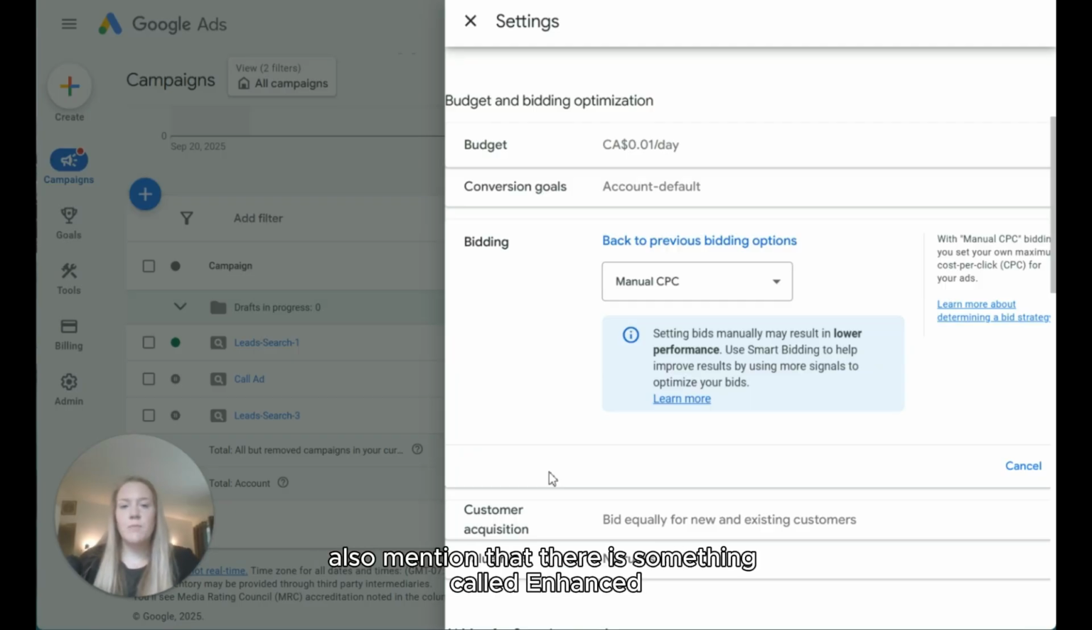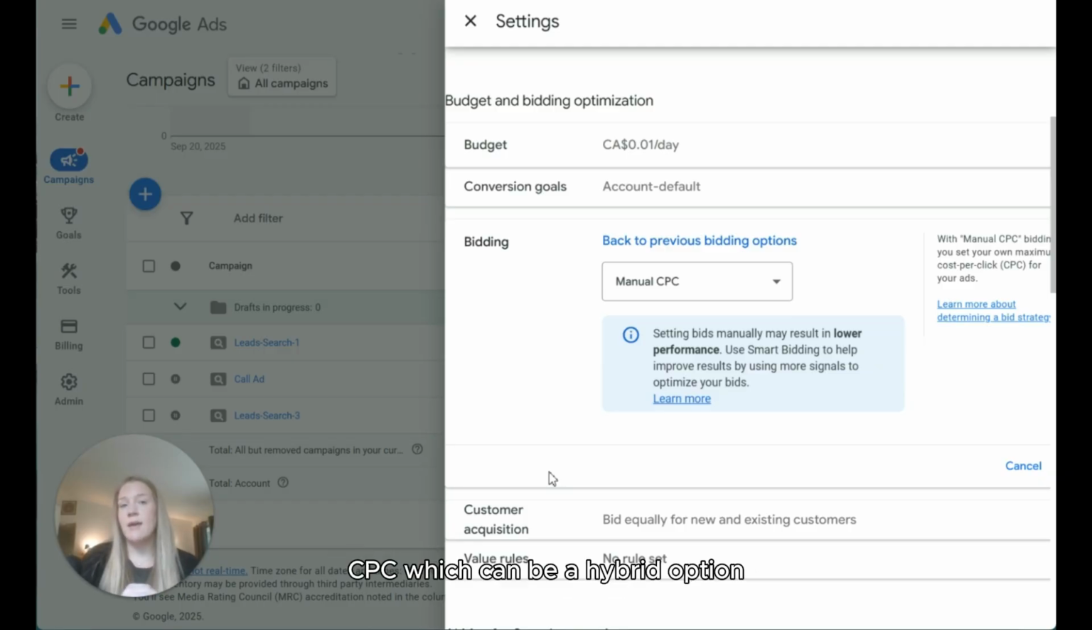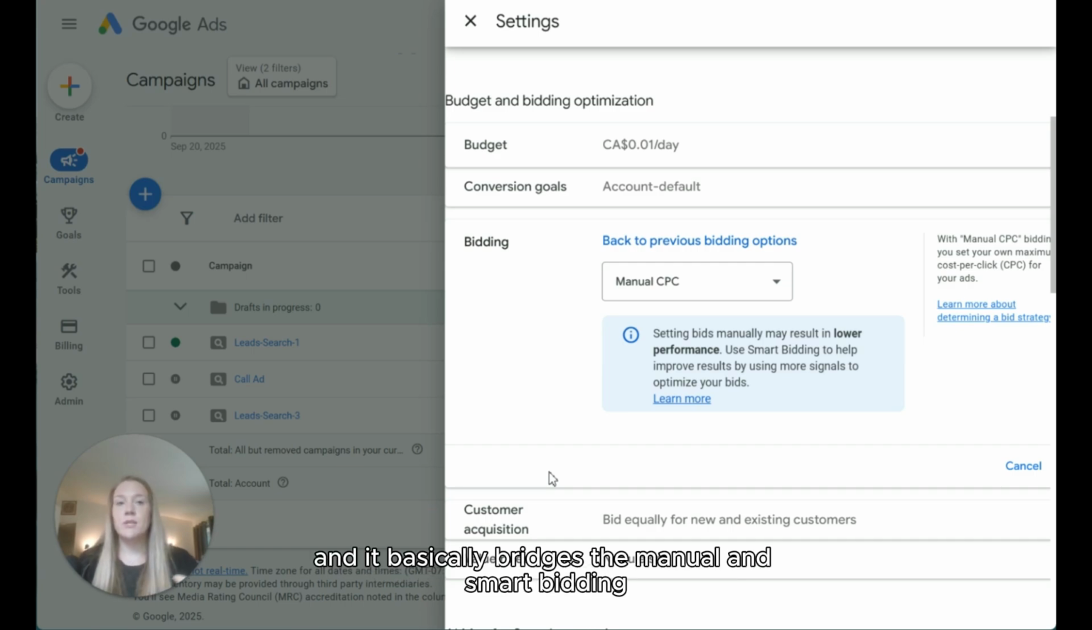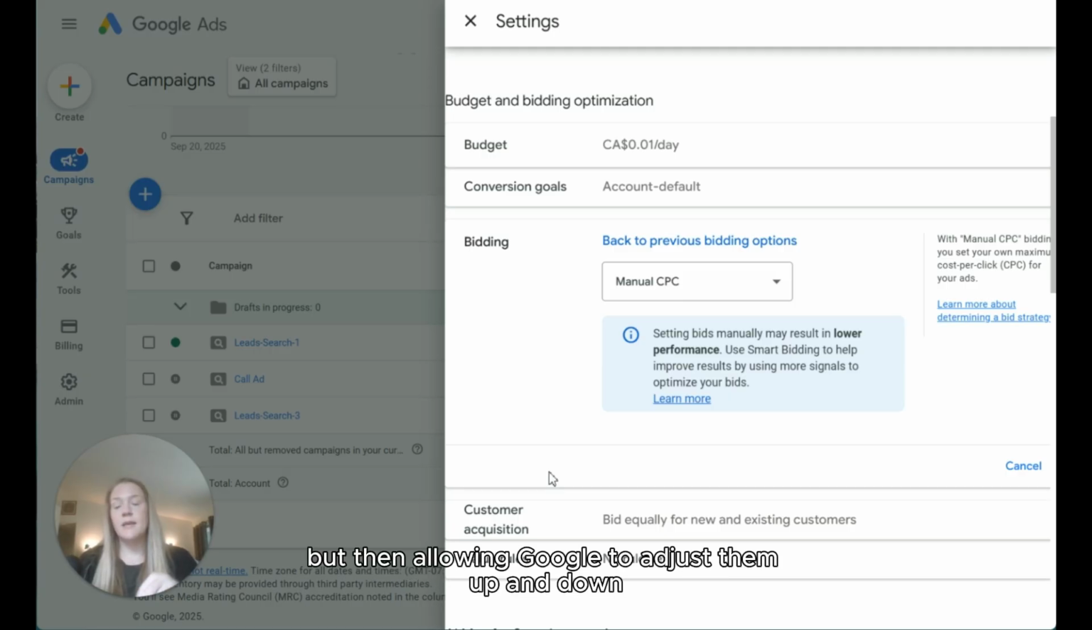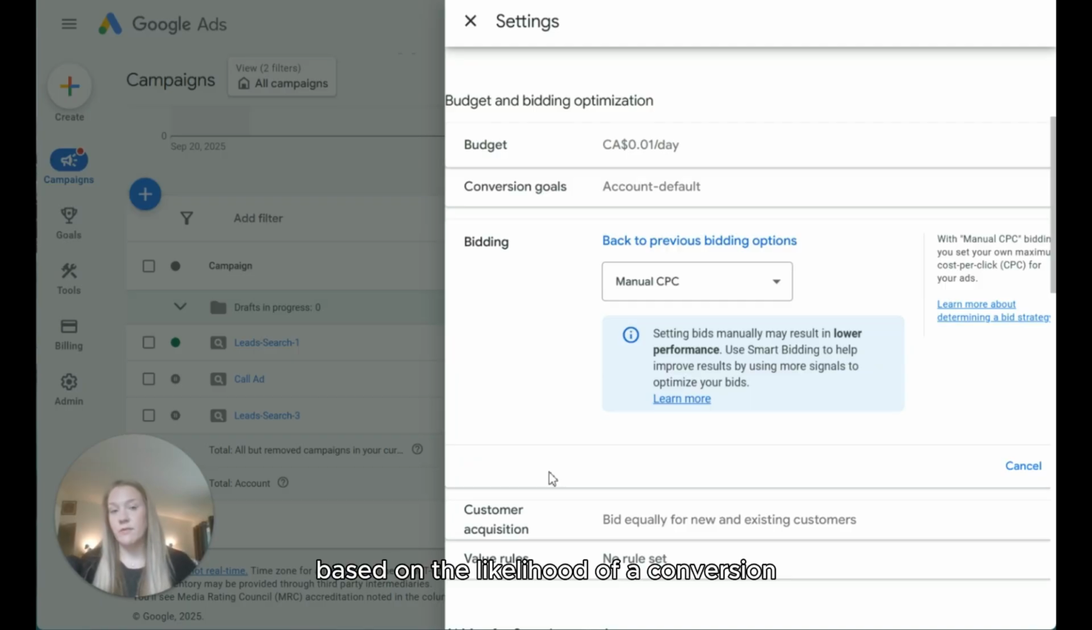I should also mention that there is something called enhanced CPC, which can be a hybrid option that some advertisers overlook. It basically bridges the manual and smart bidding by letting you set manual bids, but then allowing Google to adjust them up and down based on the likelihood of a conversion.